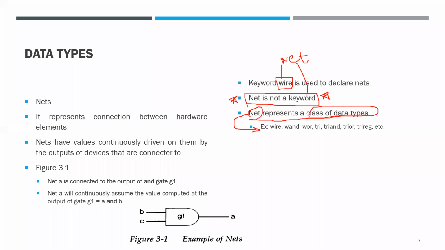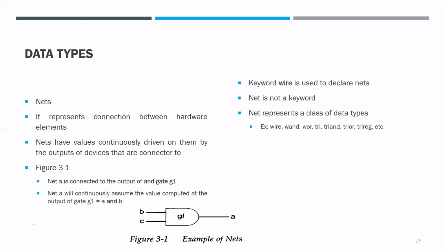The other elements which fall under net are WAND, WOR, TRIAND, TRIREG. So many types fall under this net category. It is just a class of data types, holding different kinds of data types. When you have net, these are the options you have: you have the option of wire, you have the option of WAND, and the other types which are represented. So this is another kind of definition for net also. This is one definition, and this is another definition.